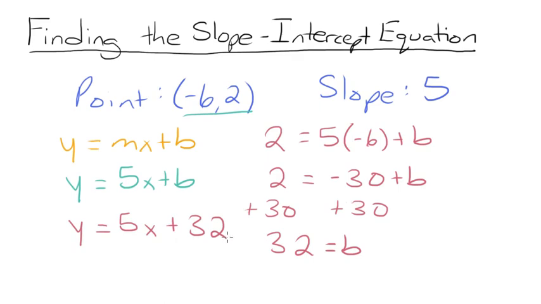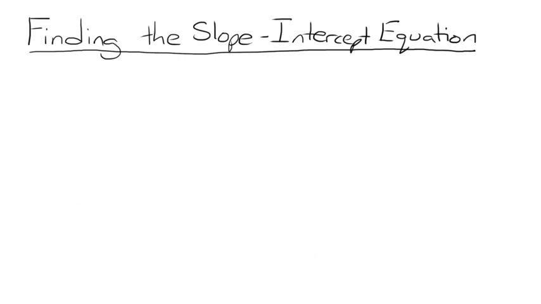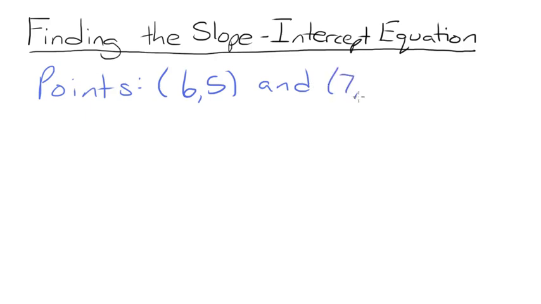Now that we've got the hang of that, let's take a look at how to find the slope-intercept equation when we're given 2 points on the line. So let's say we're given the points 6, 5 and 7, 1. First, we're going to write out the general form of a slope-intercept equation.